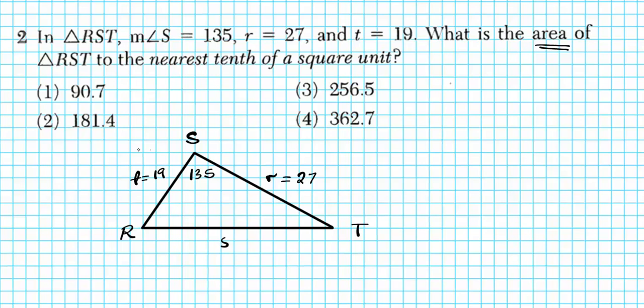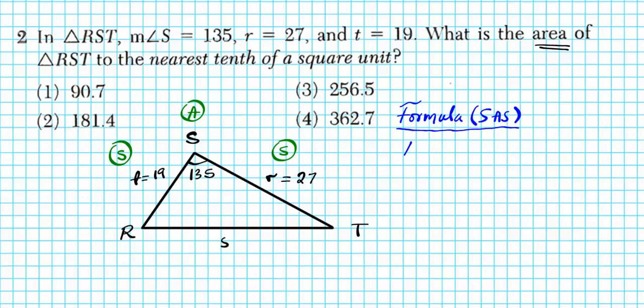This scenario is a side-angle-side triangle. Now, whenever you're given two sides and an included angle, there's a special formula that can be used to determine the area, okay? So let's take a look at what that formula is. I call it the SAS formula for finding area.